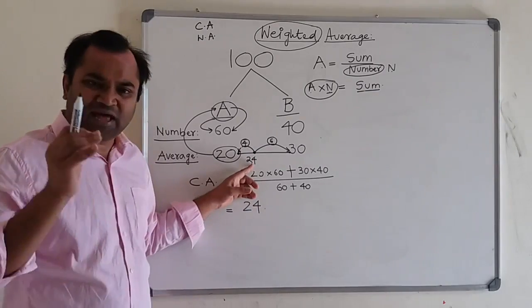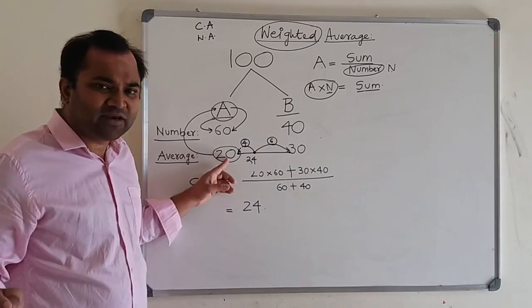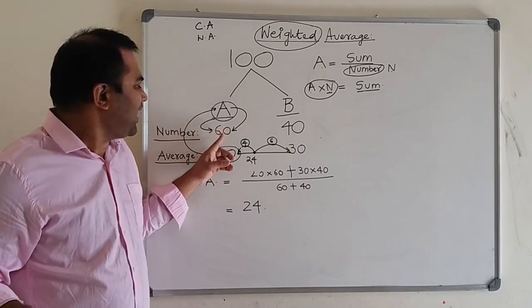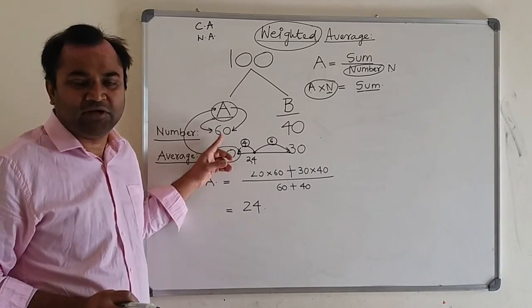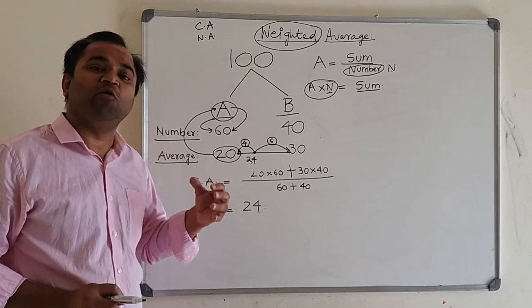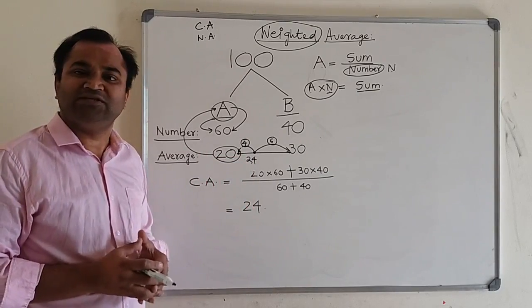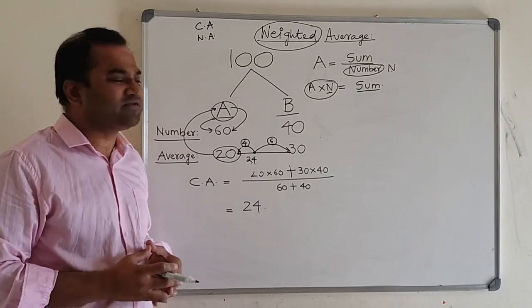Combined average as a rule will lie closer to the average of whichever group has more number of terms, whichever group has greater weight because of having more number of terms. This is the important property of weighted average that I planned to discuss in this video.